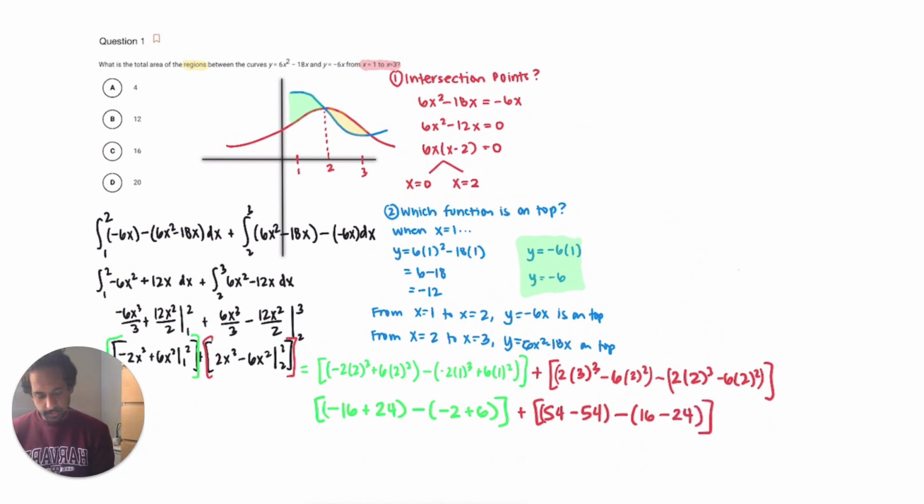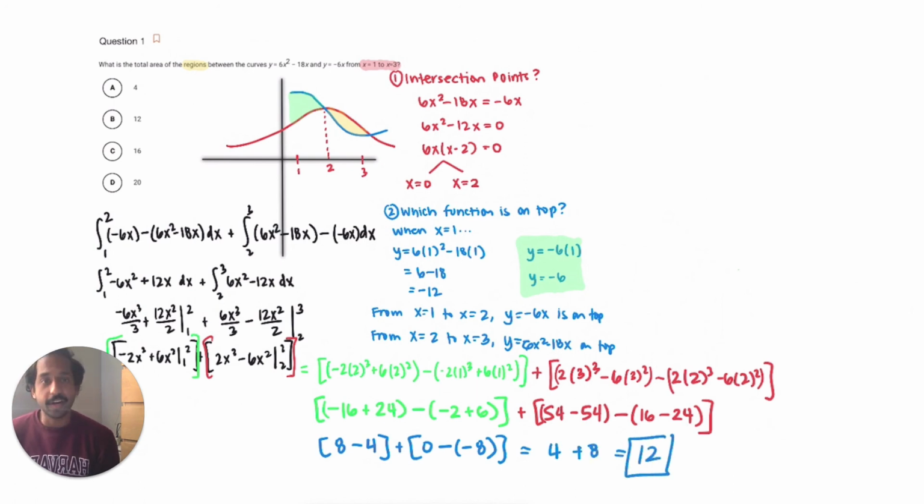All right, now we're just going to simplify. I'm going to do this final simplification in blue. Negative 16 plus 24 is 8 minus 4 plus 0 minus negative 8. This becomes 4 plus 8. And after all that, we find that the final area inside both of these is going to be 12. So our final answer is B.